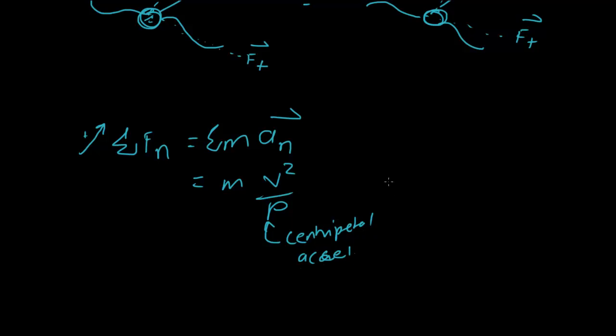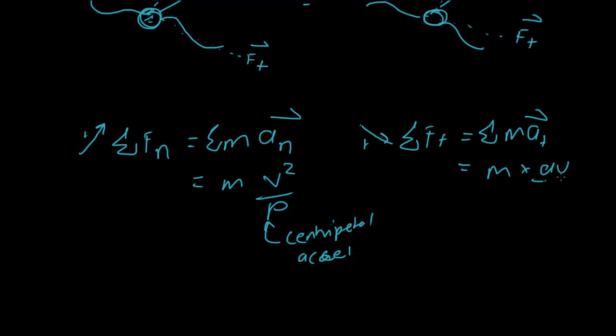And over here, we have the sum of the forces in the tangential direction, taking our tangential direction as positive. We can say that that's equal to the mass times acceleration in the tangential direction, which is also equal to mass times dv/dt, because what's acceleration? It's just a change in velocity over time.